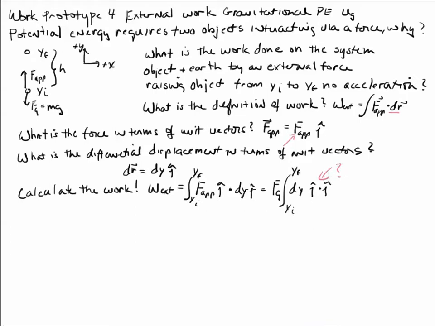Okay, you should know that. That's simply 1, and the integral comes out to be mg times yf minus yi. And we denote that as mgh. So the work done is just simply mg, the force from gravity, times the height through which that force was displaced.